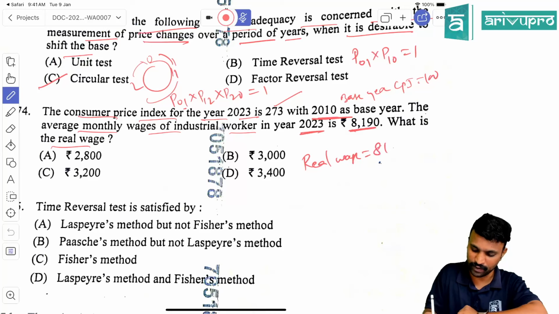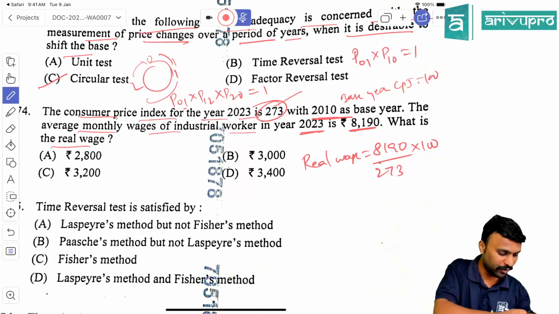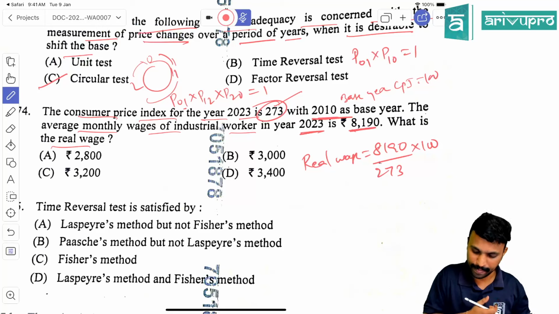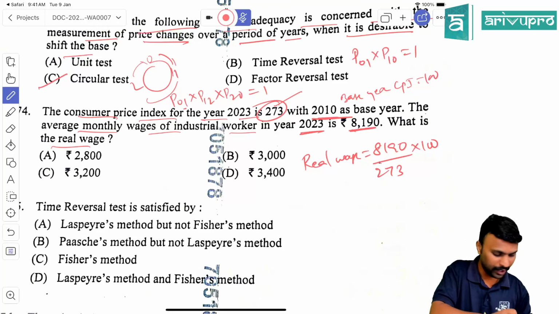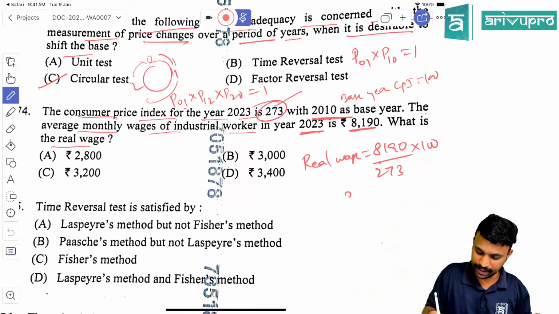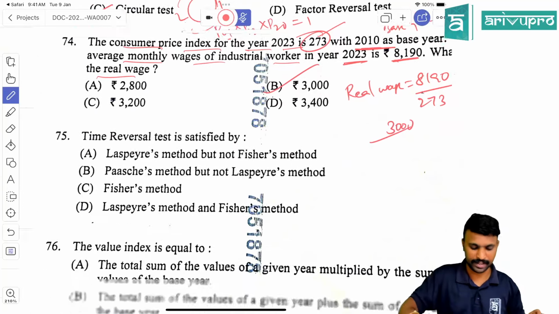Current wages 8190, divided by current CPI 273, into base CPI. If not given, take it as 100. So 8190 divided by 273 into 100. So how much is it? 3000. So option B is the right answer.